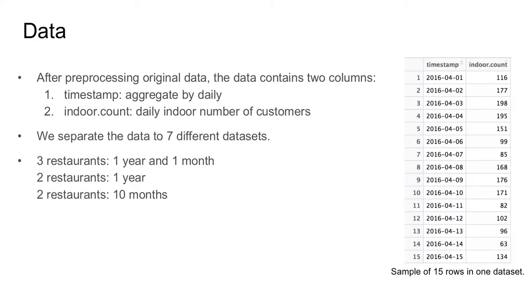We focus on 2 fields. One is the timestamp. Each row represents 1 day. The other is the number of customers. And we separate different restaurants as different datasets. Some of the restaurants have more than 1 year of data. Others have about 10 months.